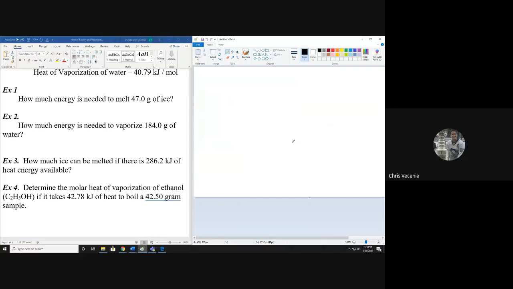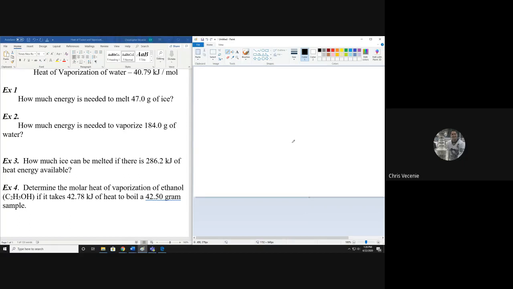Example 3. How much ice can be melted if there is 286.2 kilojoules of heat energy available? So how does this question become relevant? Well, you know how in the winter when we freeze things over, whether it's an ice skating rink, a lake, or a pond, sometimes we get above freezing, but the lake doesn't thaw. The ice rink doesn't thaw. And a lot of people wonder, well, why is that?